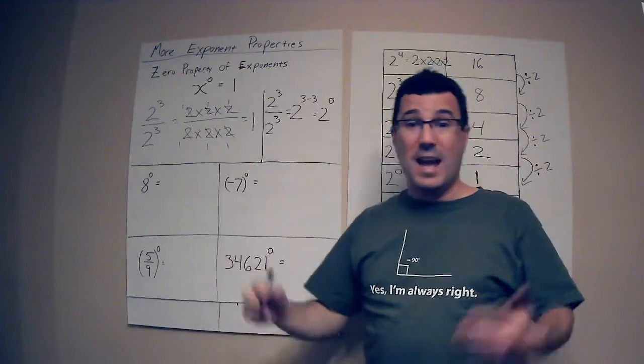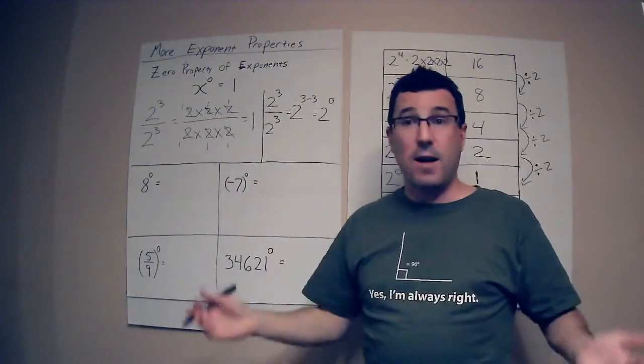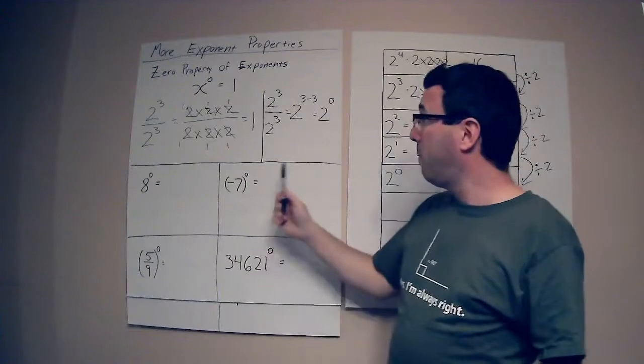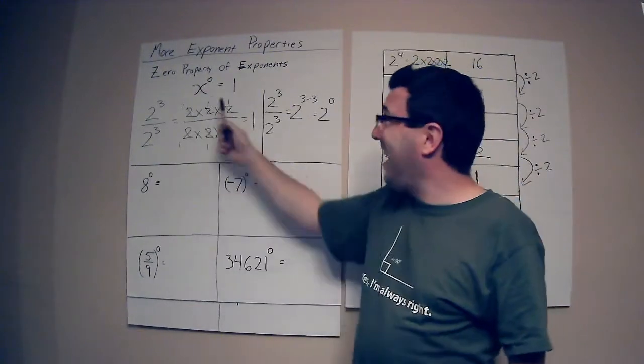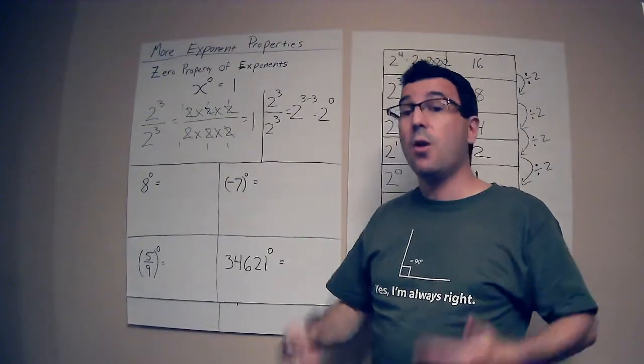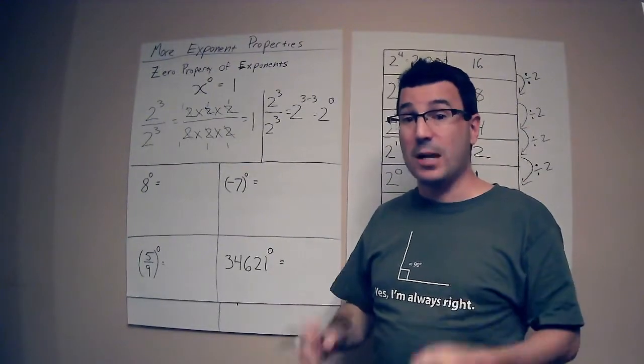And this will work with any number, any variables, even pictures. They sometimes throw pictures in there. It's kind of weird. But basically, anything to the 0 power is going to equal 1 with the exception of 0.